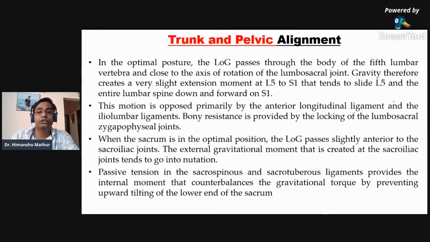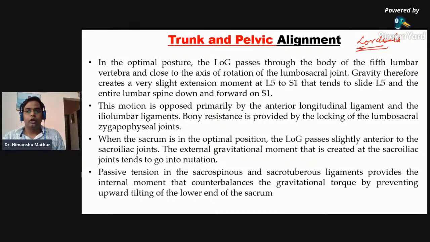It passes posterior to the fifth lumbar vertebra, or quite close to the fifth lumbar vertebra, I would say. That's from the body of the fifth lumbar vertebra, L5, and close to the axis of rotation of the lumbosacral joint. But from all the other lumbar vertebrae, it passes posteriorly such that it favors extension, and it also favors the formation of the lordosis at the lumbar spine.